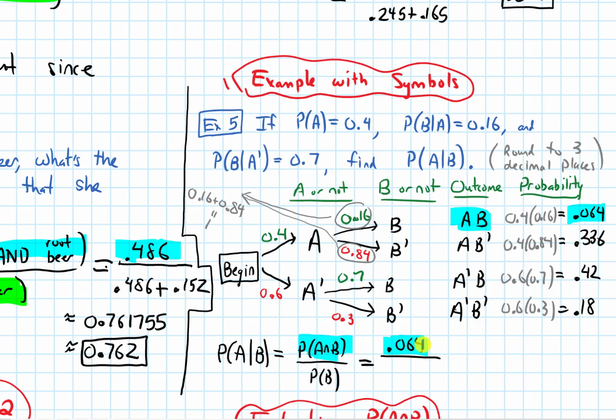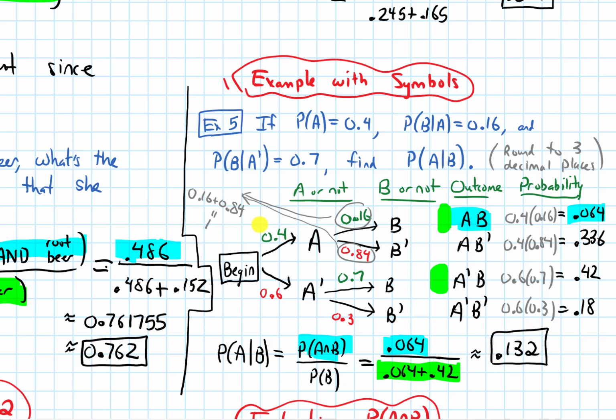Now let's do the denominator, which is the probability of B occurring. There are two outcomes where B occurs. B occurs in this outcome, and B also occurs in this outcome. So I have to add those two probabilities together: 0.064 plus 0.42. If I plug this into a calculator and round to 3 decimal places, we get 0.132. And that's our answer.